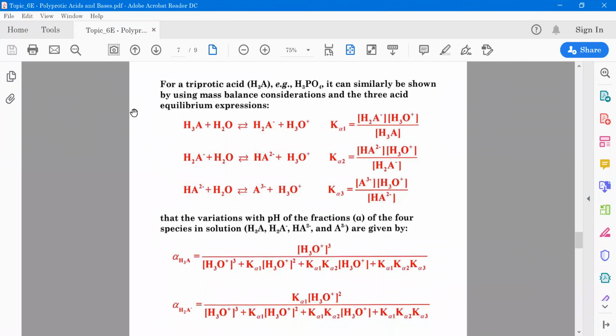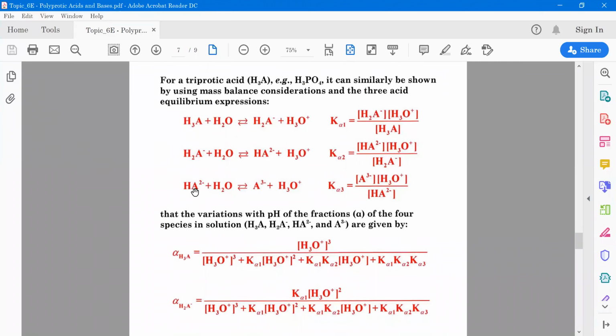For a triprotic acid now, there are 3 equilibria, as we saw for phosphoric acid before. So that means that there are 4 species possible in solution. If our H3A is phosphoric acid again as an example, the four species that are possible are phosphoric acid. Its conjugate base is dihydrogen phosphate. The dihydrogen phosphate can dissociate to form hydrogen phosphate, its conjugate base, and that can dissociate further to form phosphate, which is the conjugate base of hydrogen phosphate. So there are four species possible: the H3A, the H2A minus, the HA2 minus, and the A3 minus.